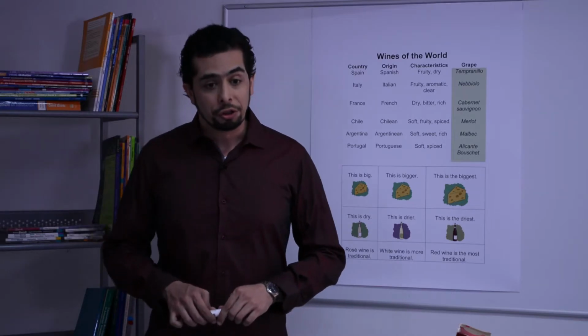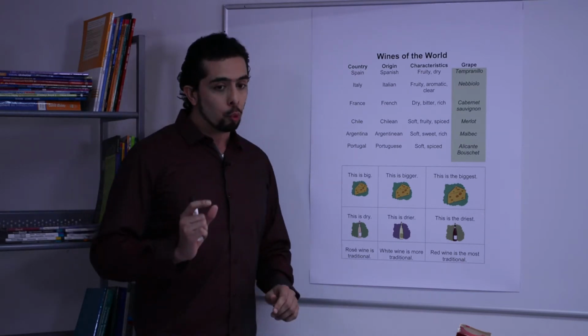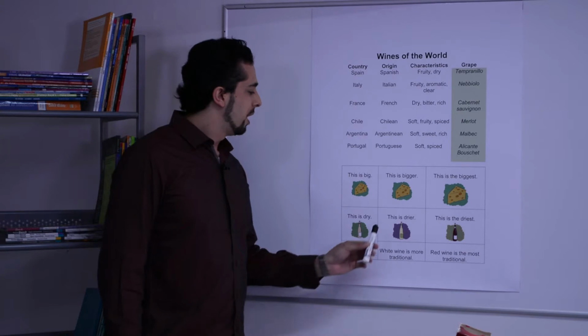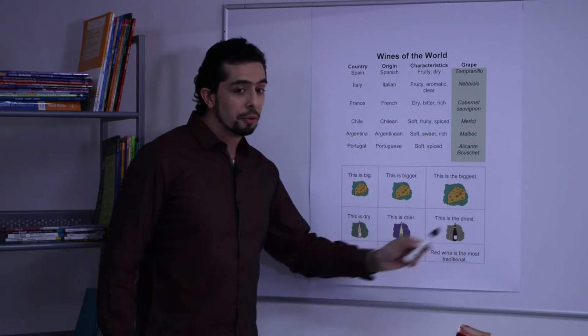I see. So, rosé wine has a strong flavor. White wine has a stronger flavor, and red wine has the strongest flavor. Well understood, Fer. Now, take a look at this. When we have short words, this is how we compare. This is dry, this is drier, and this is the driest.